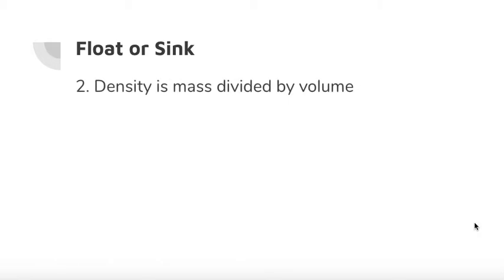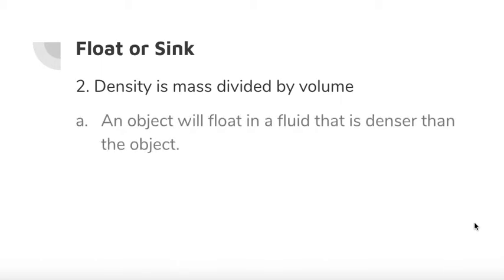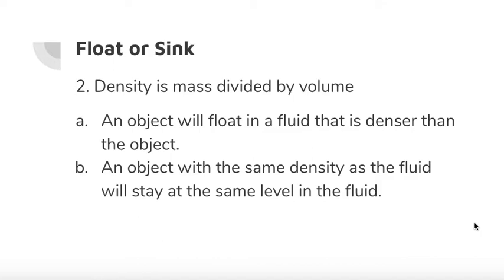Density. Understanding density can help you predict whether an object will float or sink. Density is mass divided by volume. An object will float in a fluid that is more dense than itself, and sink in a fluid that is less dense than itself. If an object has the same density, the object will neither sink nor float, but instead stay at the same level in the fluid. An object will float in a fluid that is denser than the object.